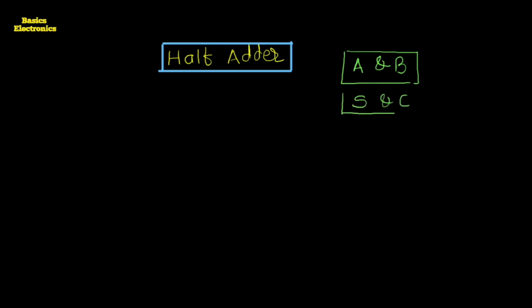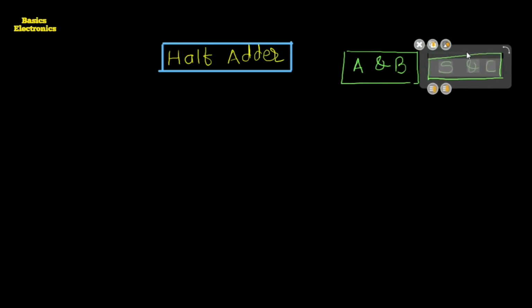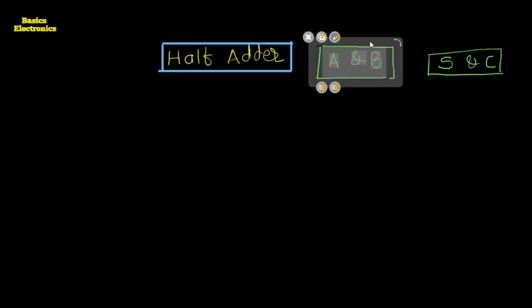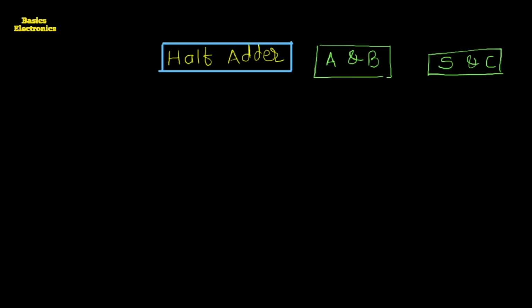So we have a logical circuit with two inputs, the A and B inputs, and two outputs, S and C, meaning the sum and carry outputs. Now the question comes: what type of logic gates can we use for the construction of this half adder?